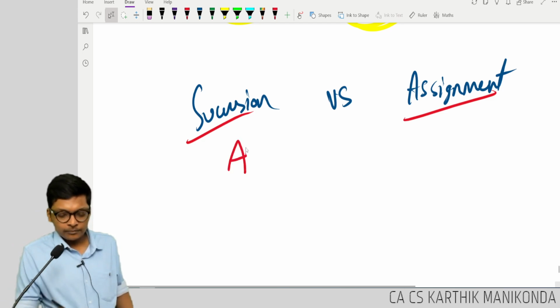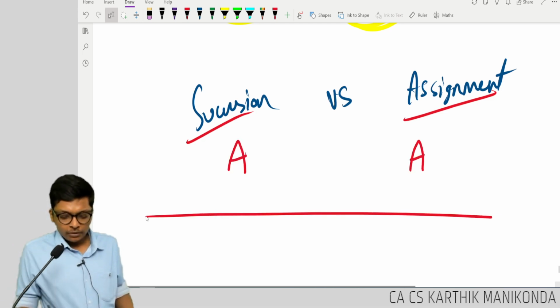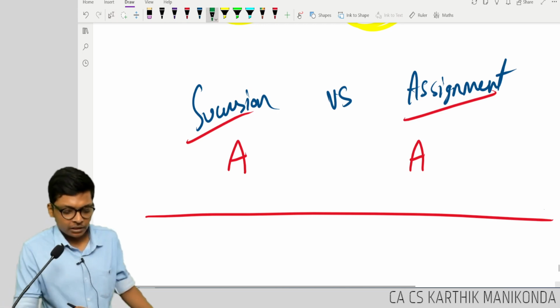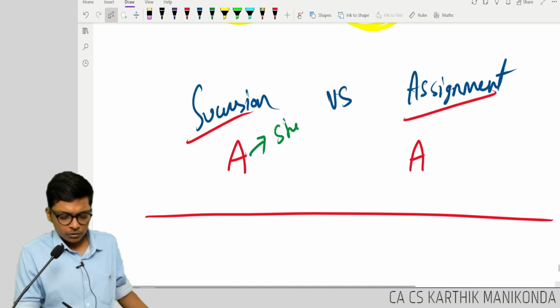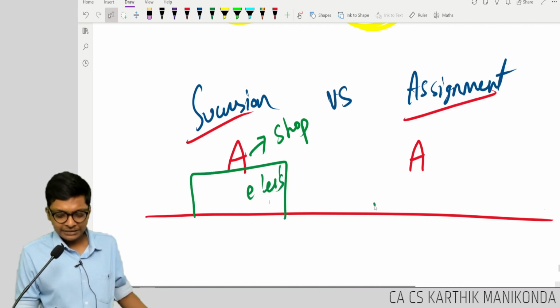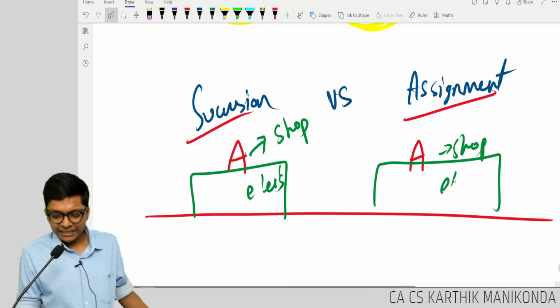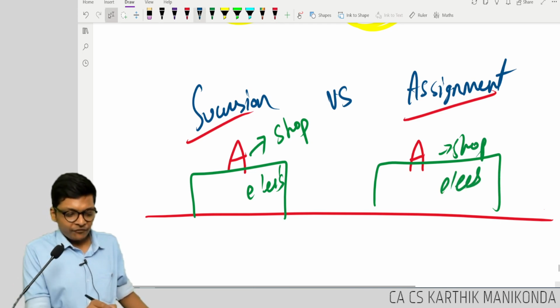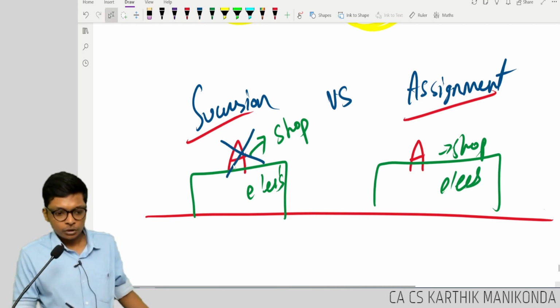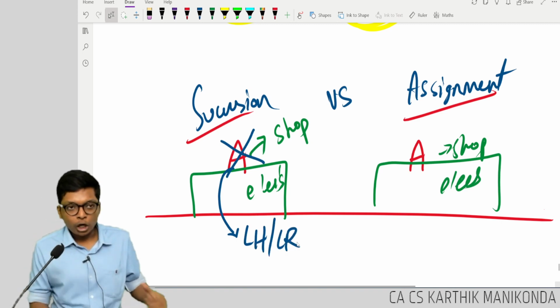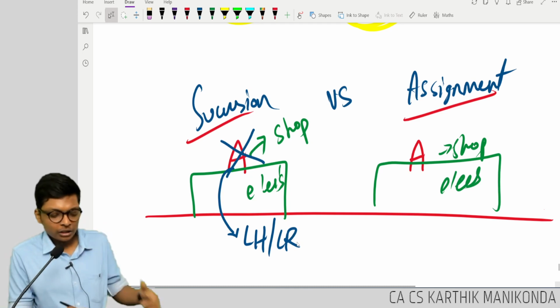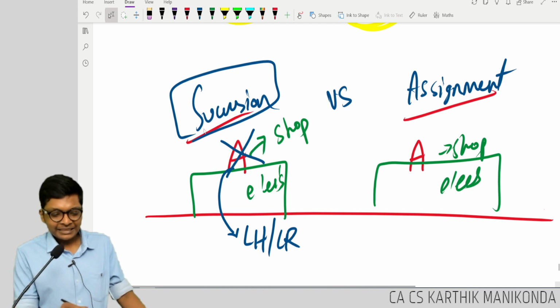Let's say there is A and A. A has a shop and supermarket, and he has some employees. In the first case, A died. So A's property will go to his legal heir or legal representative, not by choice but by law, that is succession.